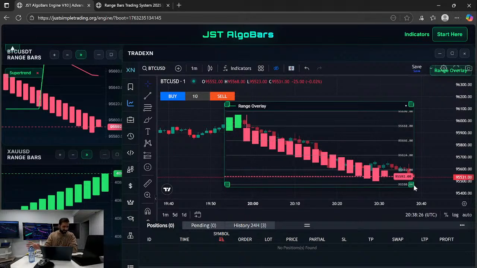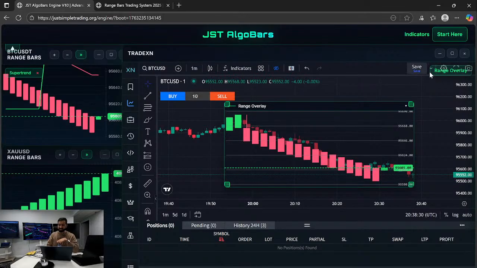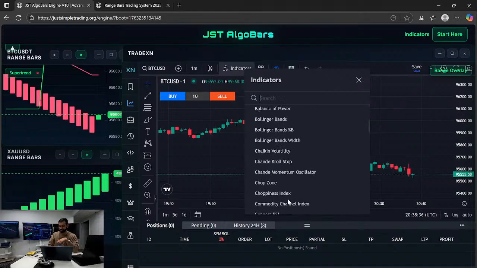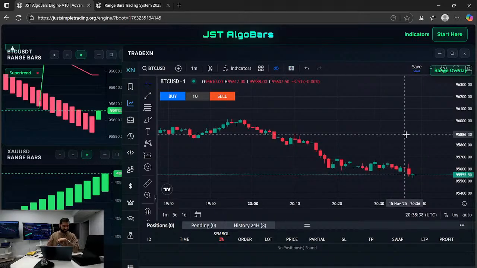Is it available for TradingView? Yeah. So actually, TradeXN, this is a TradingView chart. Look, it's TradingView, so you can add your indicators, whatever you want. It's just a TradingView chart.